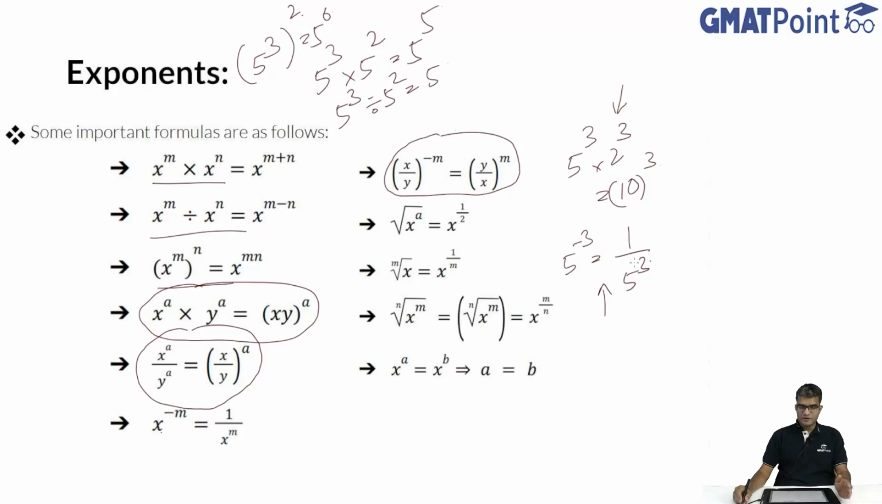Square root of x to the power a is equal to x to the power a by 2. That is, if you are given the square root of 5 to the power 4, that will be equal to 5 square, because 4 divided by 2 is 2.